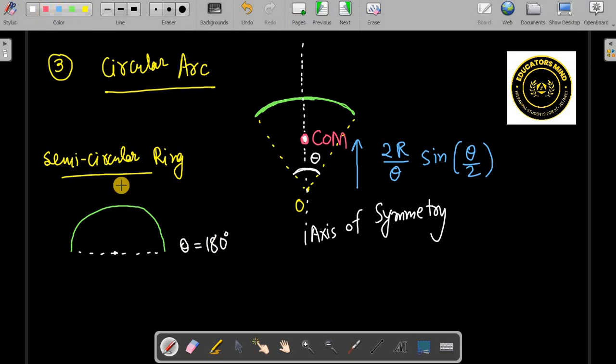Now you can see the symmetric axis is this. This is the symmetric axis, right? So the center of mass will be lying here. So what is the distance of the center of mass? 2r by pi, right? Because sin 90 becomes 1 and theta will be pi. Pi means we have to keep theta in radians, okay, not in degrees. So here the distance of the center of mass becomes 2r by pi. Like this we can calculate for any part of the arc we can take, right?